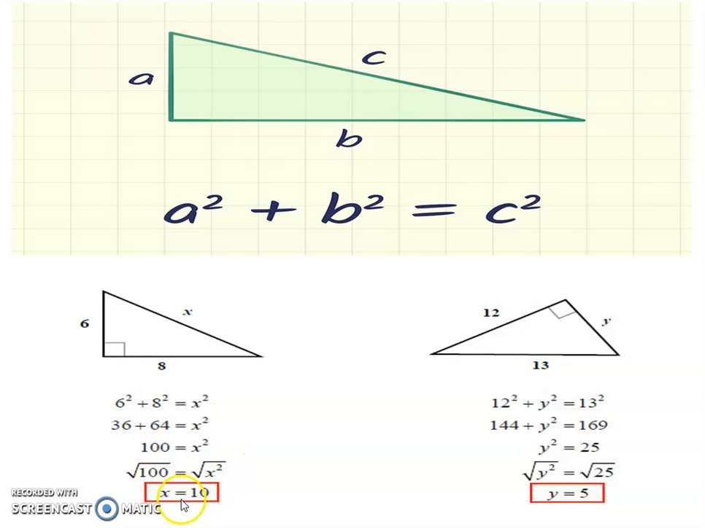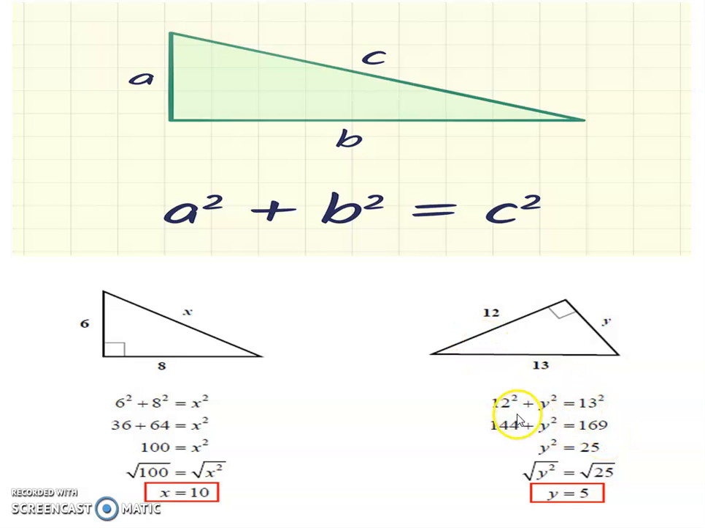X square root is x. So x equal to 10. Second example, y is any side. Here 13 is hypotenuse and 12 square is there. So we have established 12 square plus y square is equal to 13 square. 144 plus y square is equal to 169.